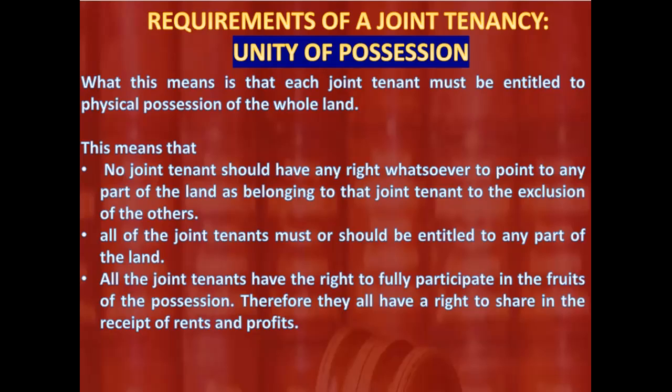So for example, if five co-owners own five plots of land as joint tenants, and one plot of land is rented out and the proceeds have been paid into a bank account, one of the joint owners cannot say that it is his portion of the land that has been rented out, and so he alone is entitled to the proceeds or the profits from that portion. This is because there is unity of possession, meaning that each joint tenant has an entitlement to any portion of the land. It means that the fruit of that possession, the rent claimed from that possession, can go to all the joint tenants. One person does not have the right to say that he alone is entitled to the rent from a particular portion.